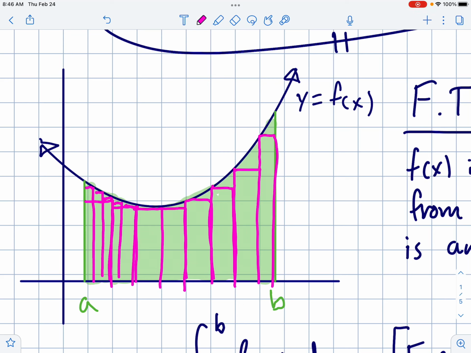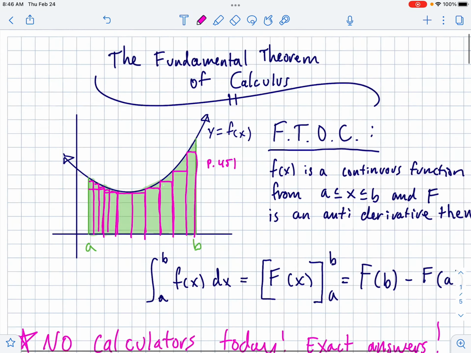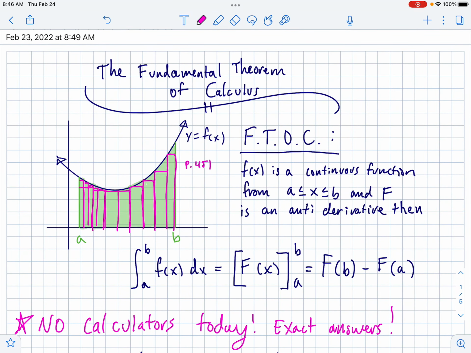If you're curious about it, I'm going to reference you to page 451 in your text as to why this formula works. But we are essentially just going to be using the fundamental theorem of calculus today, which states: if f of x is a continuous function from a to b, so we have a definite interval here, and capital F is the antiderivative, which we've seen before, then if you integrate from a to b, f of x dx, which is essentially finding the area underneath the curve, the way you do that is you find the antiderivative, and then you take it from a to b.